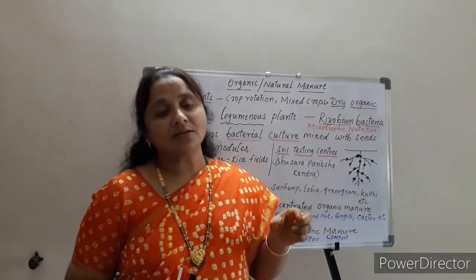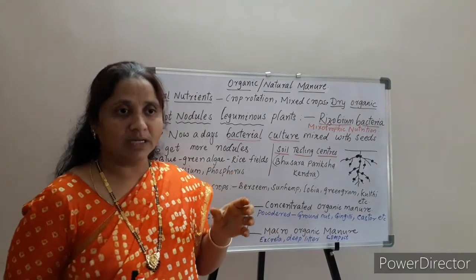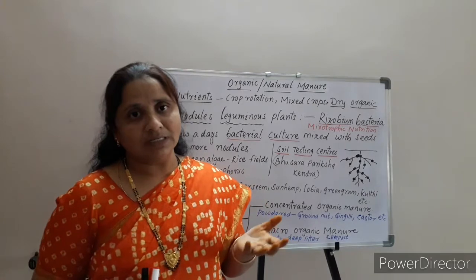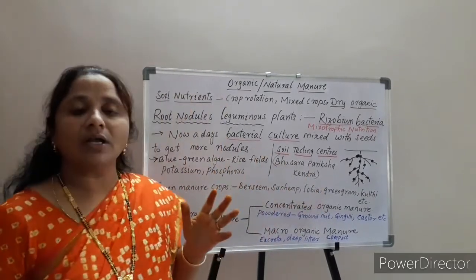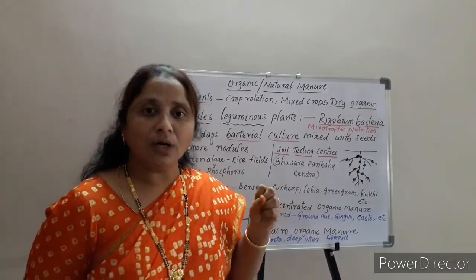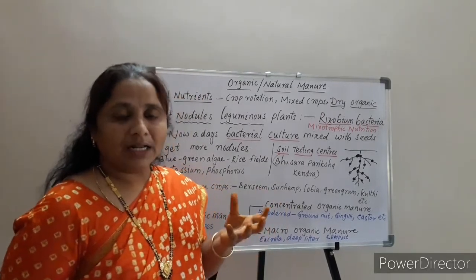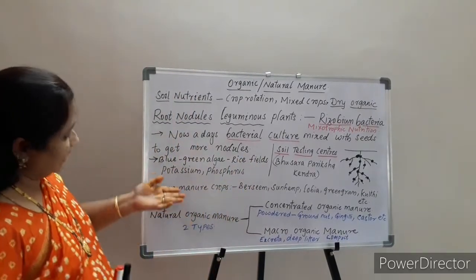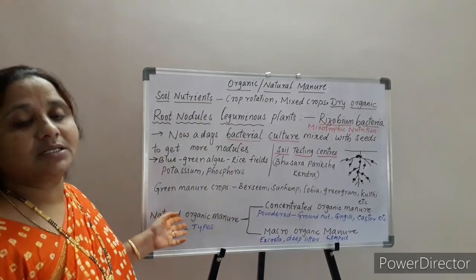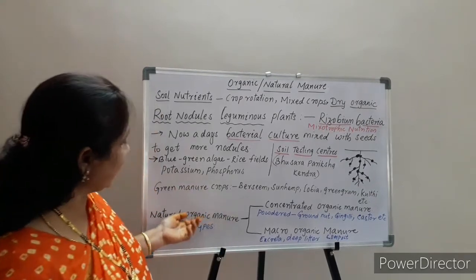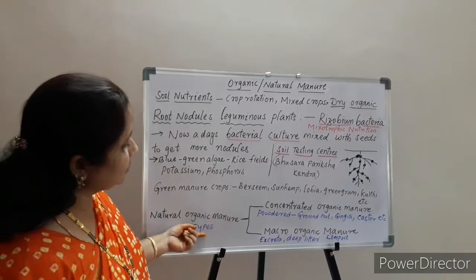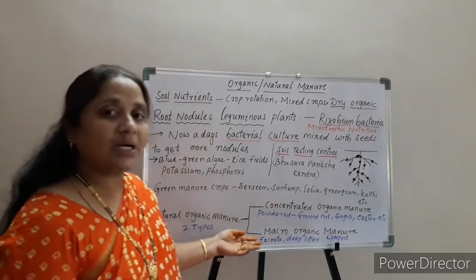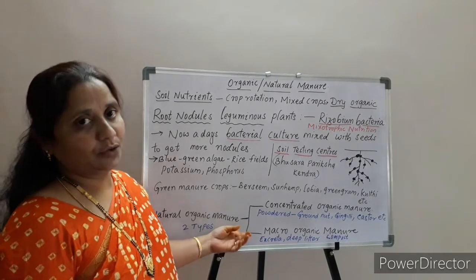Because of the presence of that healthy, fertile humus, the water holding capacity of the soil is increased. This humus not only increases the fertility of the soil, it also increases the water holding capacity, so water is absorbed in large quantities. Next, natural organic manure is classified into two types: one is concentrated organic manure and the other is macro organic manure.